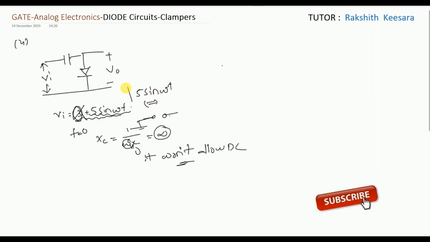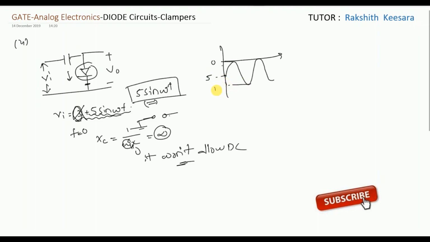So now what is the input, guys? 5 sin omega t. What will be the output? Check the diode direction. It is shifting downwards. The reference voltage is 0. So draw the waveform below the reference voltage, like this. Since it is 0, it will be 5. It will be 10. See the peak to peak voltage. The peak to peak voltage is remaining constant, that is 10.